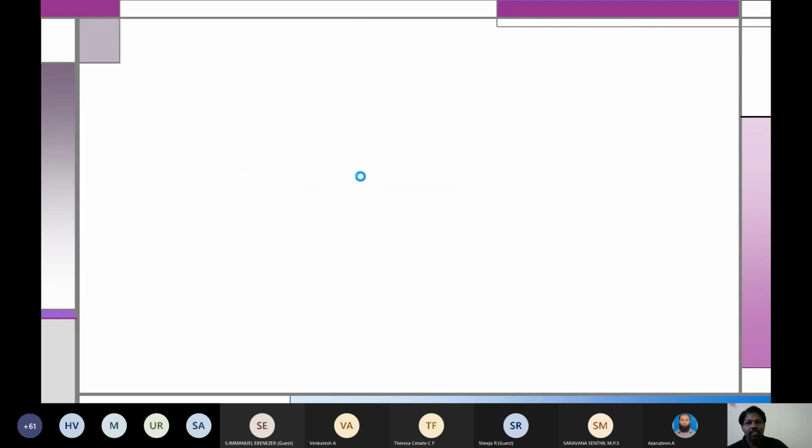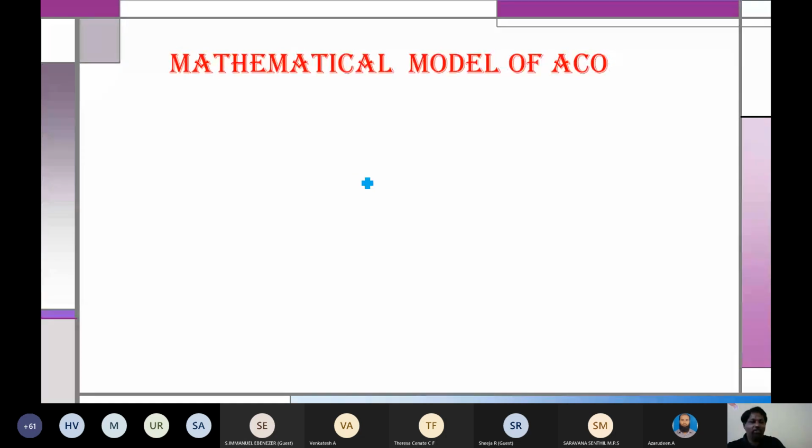Now let's go on to the mathematical formulation. Ants are finding the shortest path. They are traveling, secreting pheromone, the pheromone is deposited, it is evaporating, and they are finding the probability. Everything is fine, right? But how does it have to be used for an application? Then we need to put all those things in mathematical form.